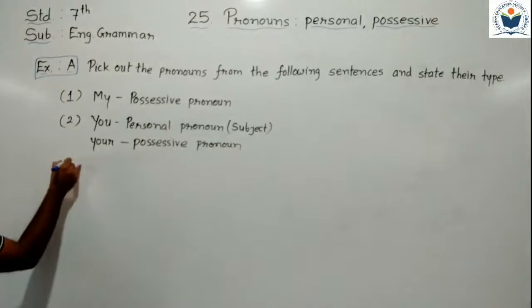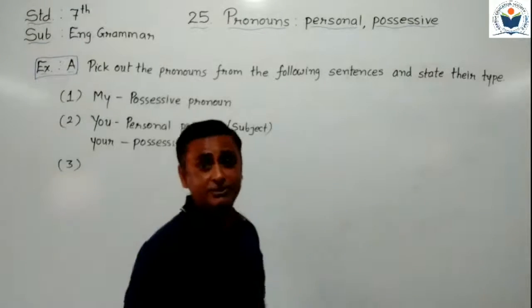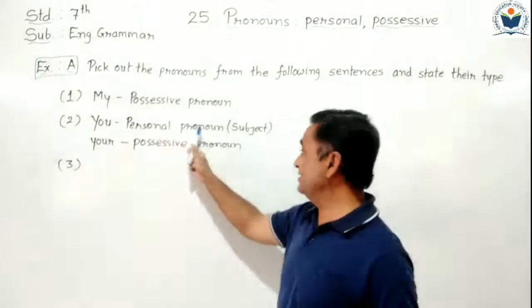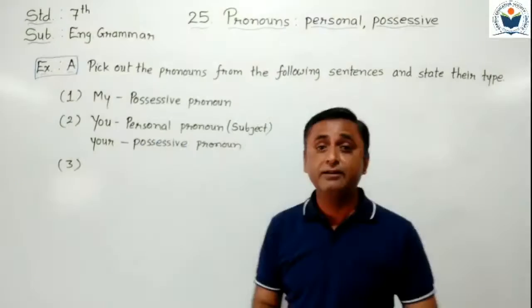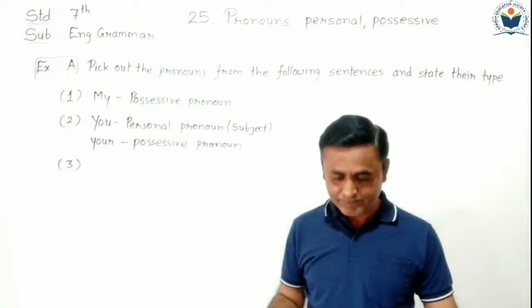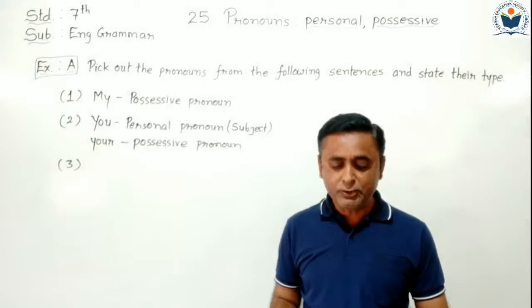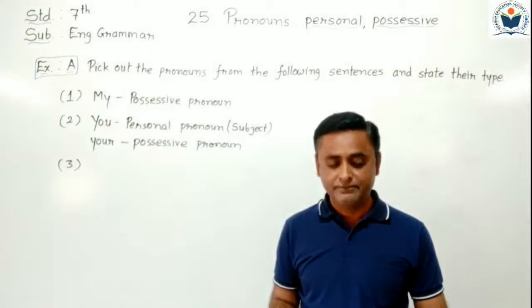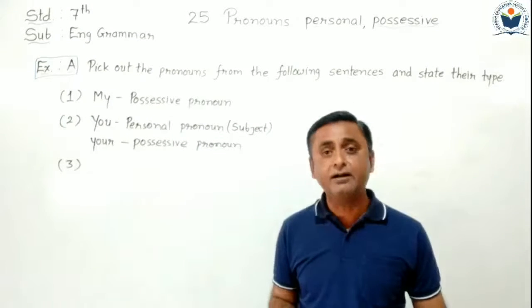Now the third sentence we have to see. So in the second sentence, two pronouns are used. One is you, a personal pronoun as a subject, and the second one, your, is a possessive pronoun. Now the third sentence we have to discuss. The third sentence is given here. Is it my fault that I am too tender at heart?